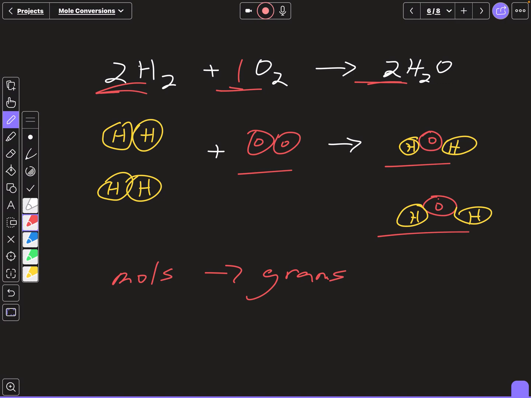But this is the simplest ratio of how this reaction happens in nature. The balanced equation tells you that, so I can use this balanced equation to manipulate amounts, to get a certain amount of product that I want to get.